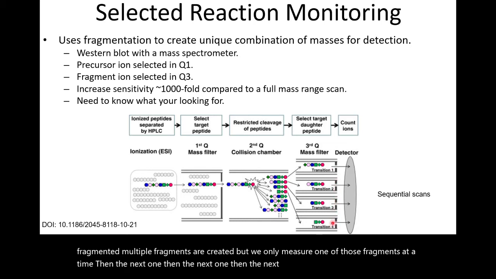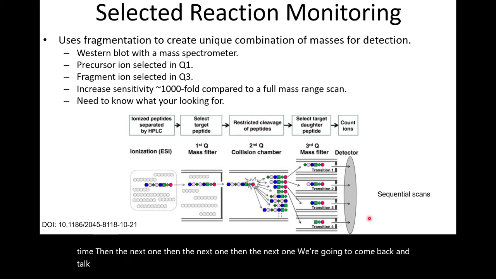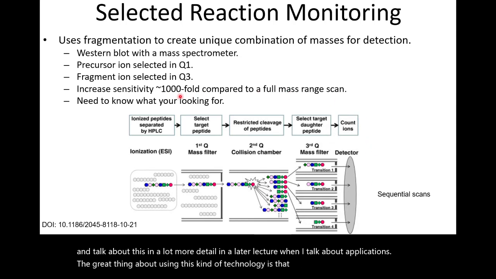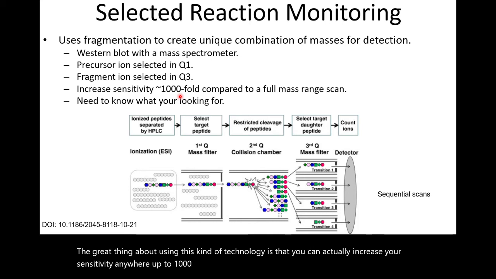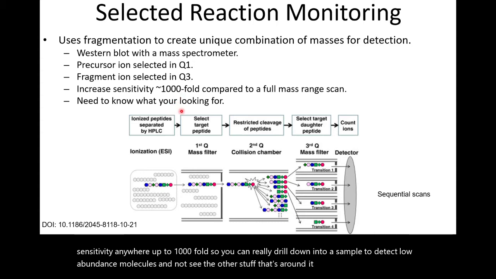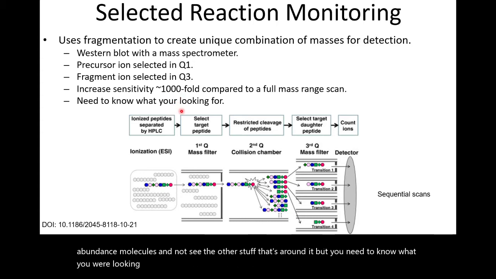We're going to come back and talk about this in a lot more detail in a later lecture when I talk about applications. The great thing about using this kind of technology is that you can actually increase your sensitivity anywhere up to 1,000-fold. So you can really drill down into a sample to detect low abundance molecules and not see the other stuff that's around it. But you need to know what you are looking for before you start.